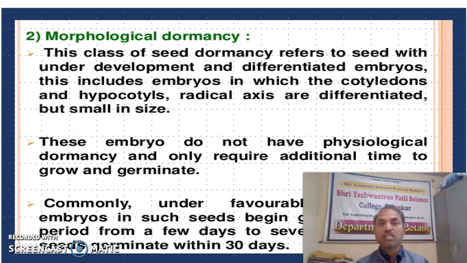Morphological dormancy. This class of seed dormancy refers to seeds with underdeveloped but differentiated embryos. This includes embryos in which the cotyledons and hypocotyl-radicle are differentiated but small in size. These embryos do not have physiological dormancy and only require additional time to grow and germinate. Commonly, under favorable conditions, embryos in such seeds begin growth within a few days to several weeks, and seeds germinate within 30 days.